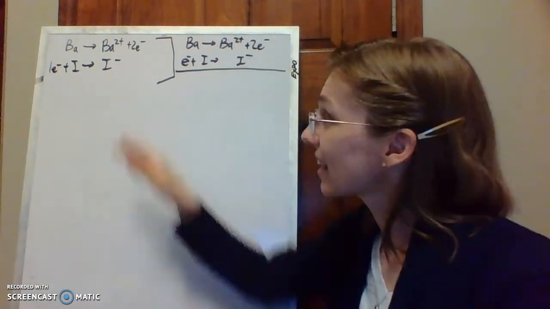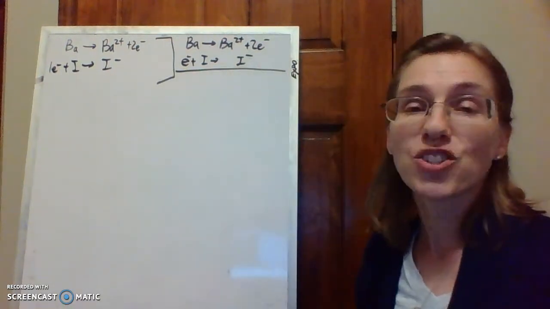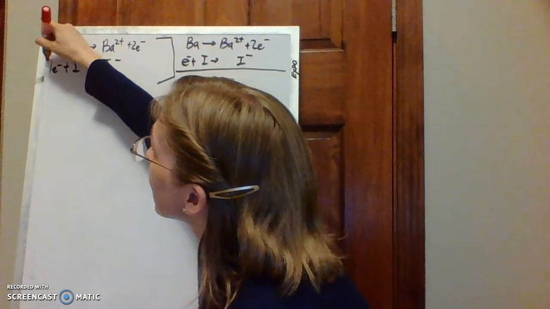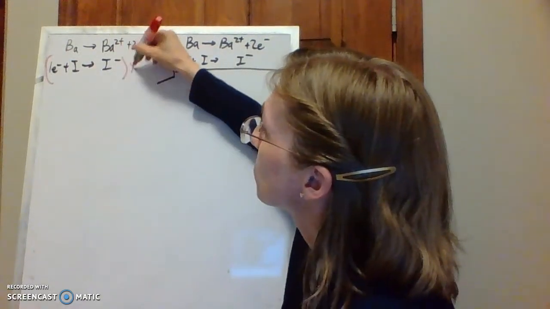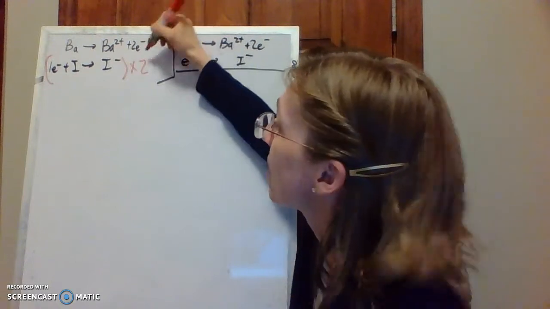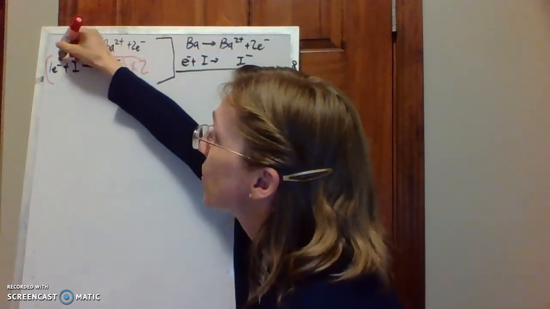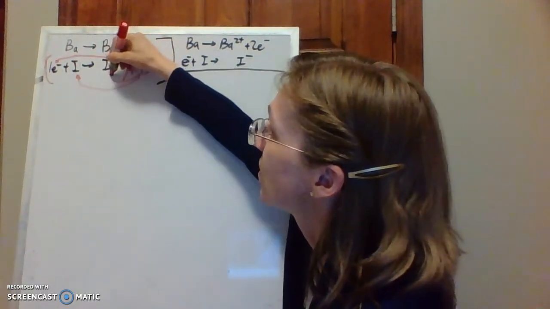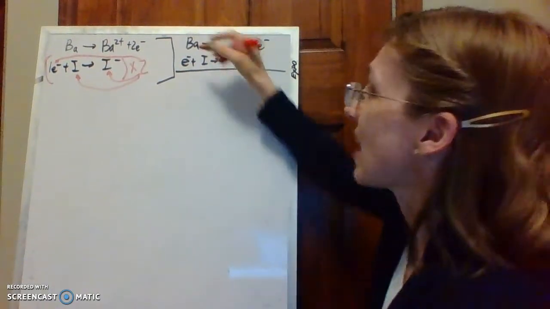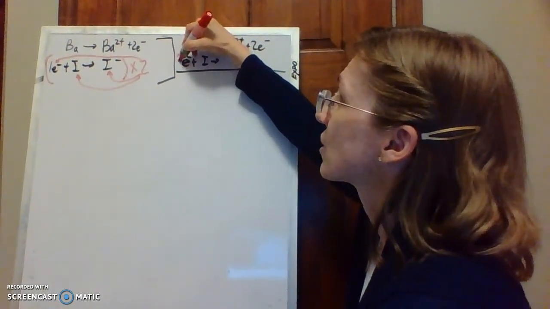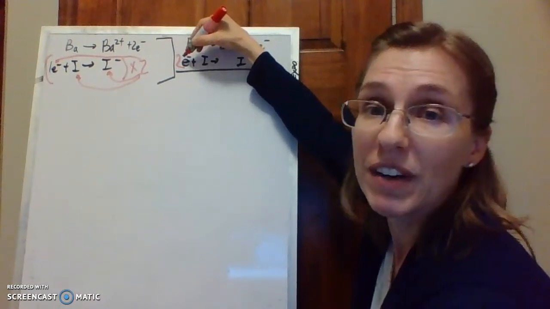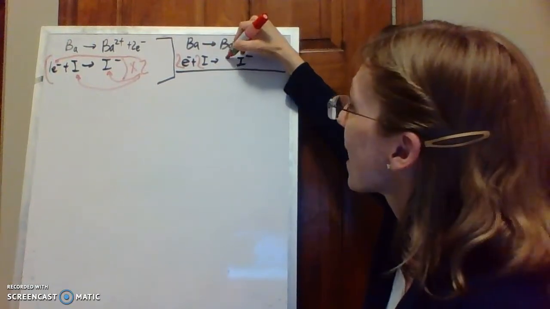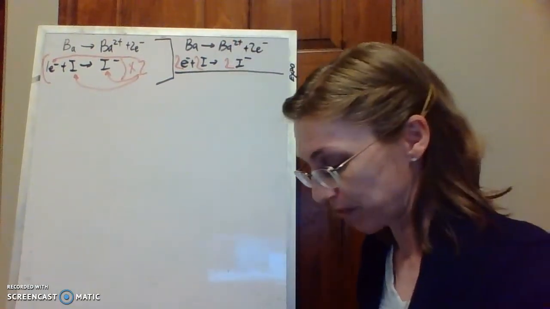So we need the second equation to actually have 2 electrons in it. And how we're going to do that is we're going to take this entire equation and multiply it by 2. Okay? Now this is just like math. We use the distributive property. We end up with 2 electrons, 2 of the iodines, and 2 of the iodides. So let's rewrite that. When we have 2 of something, we write it as a coefficient. We write it in front. So here we've got 2 electrons, we've got 2 iodines, and 2 iodide ions.